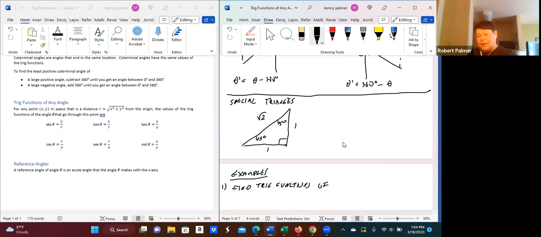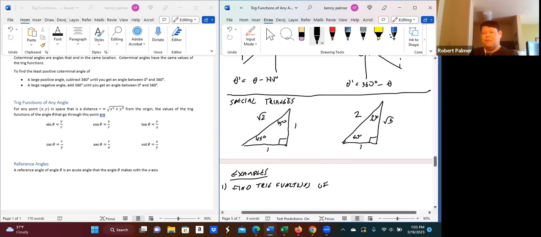The other one is the 30, 60, 90 triangle. Okay, so it looks like this. So this angle is 60 degrees. This one is 30 degrees. Okay. Now the hypotenuse has length 2. This side is length 1. And then also if you use the Pythagorean theorem here, knowing hypotenuse is 2 and this side is 1, you get this as the square root of 3. This is the 30, 60, 90 triangle. And these are often used.